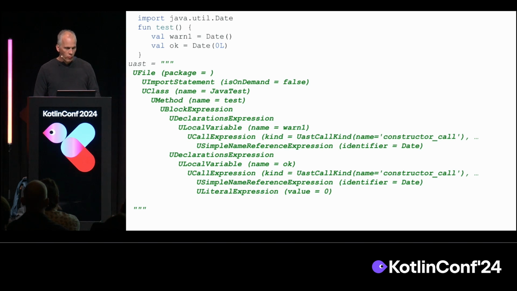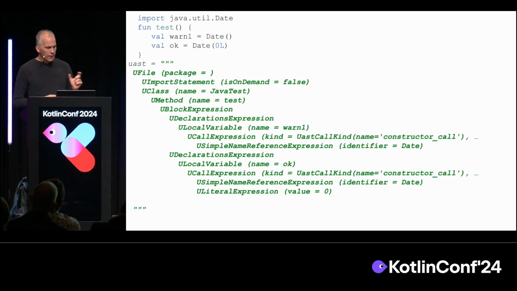So going back to our original example lint check, here's what the UAST dump looks like for that test file. So we can see types of nodes in the AST, UFile, UImportStatement, UClass, UMethod, UBlockExpression, and on and on. But the pretty printing of the UAST isn't super descriptive.